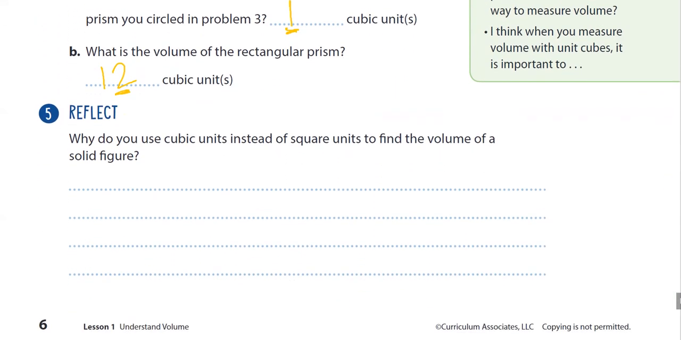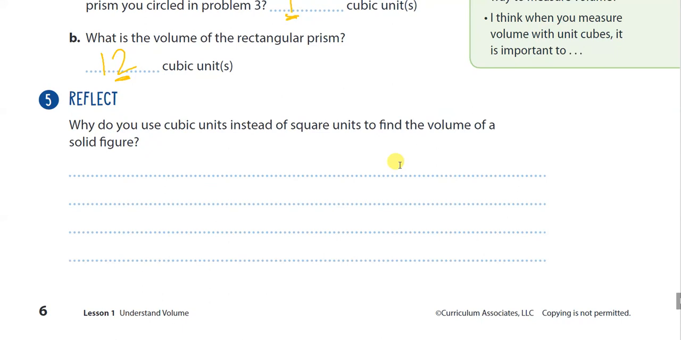Silly me. Okay, reflect. Why do you use cubic units instead of square units to find the volume of a solid figure? Why do you think that is? Well, I'm going to give you a hint, but I'm not going to give you the answer. I want you to fill this one out on your own. So remember, a square is 2D. And its volume, 2D. Is it? I don't know. A cube is 3D. So I want you to use those concepts in your answer. Give me a complete sentence there.